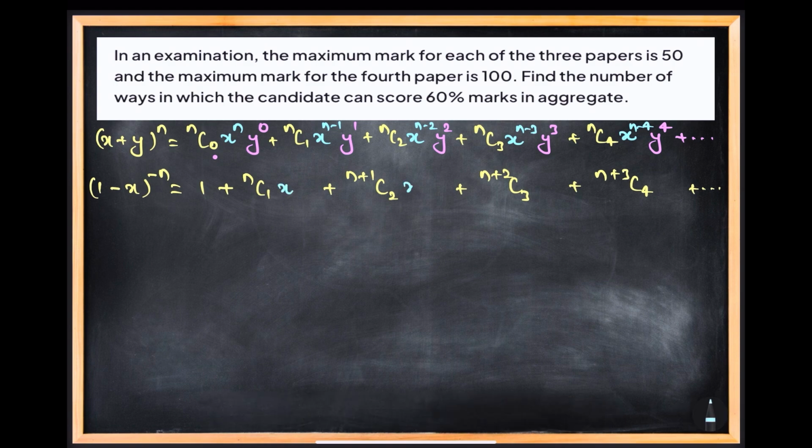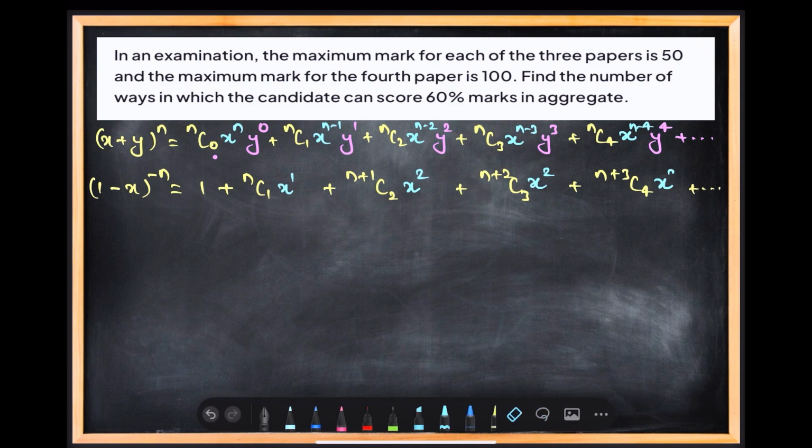Now you have to introduce the variable x, and the interesting part is everything will be plus only. The lower subscript of C will decide the power of x. Sorry, this is 3, this is 3, this is 4.